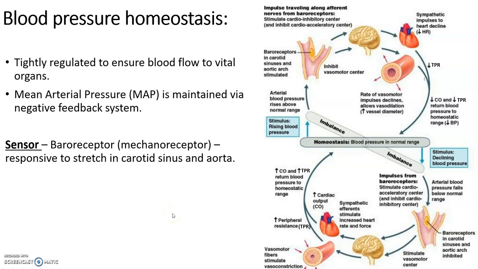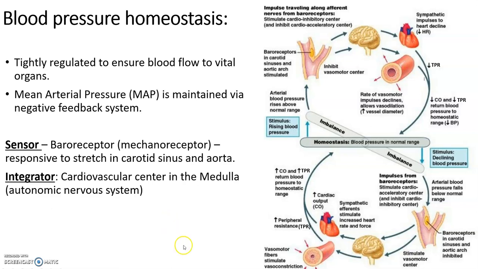So the sensor for our MAP are baroreceptors, or mechanical receptors that are responsive to stretch. We find these in the carotid sinus and in the aorta. The integrator is our cardiovascular center in our medulla. So this is part of the autonomic nervous system, and we'll talk about the effects of the two parts of the autonomic nervous system on MAP. And then the effectors are the heart, the arteries, the arterioles, and the large veins.